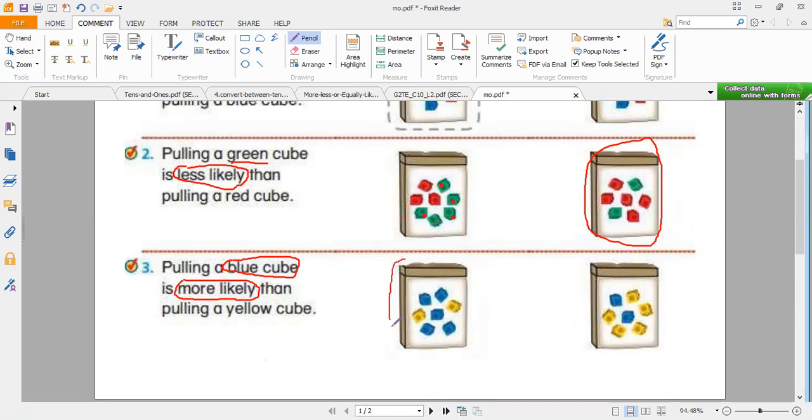Yes, it will be the first bag because the blue cubes are 1, 2, 3, 4, 5, which are more than the 2 yellow cubes. While in this other bag we have more yellow cubes than blue cubes. So it will be this bag.